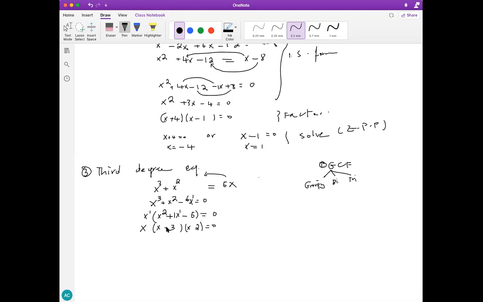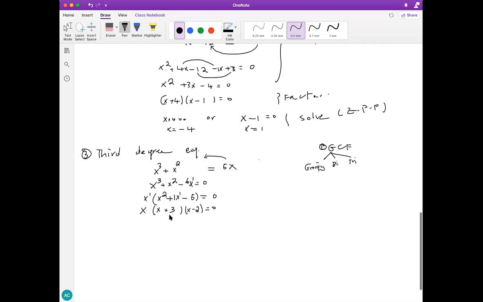Plus 3 and negative 2. That's right, because if you multiply them, you get negative 6, and if you combine them, you get positive 1. So now we have this in the form of A times B times C.